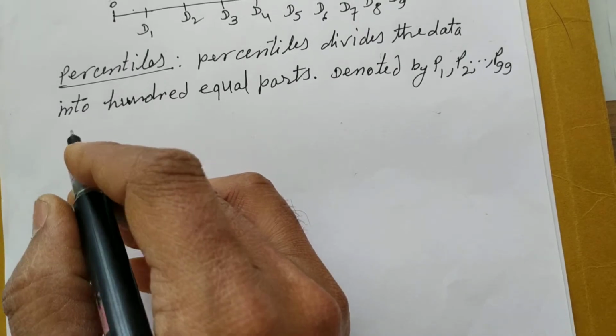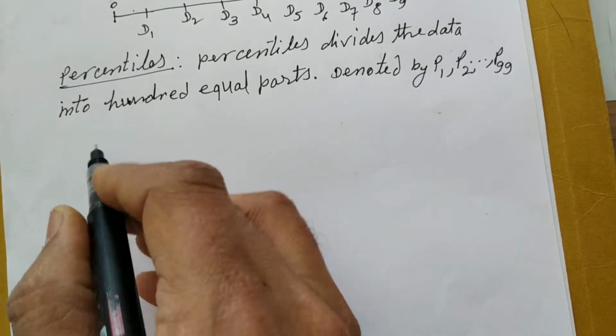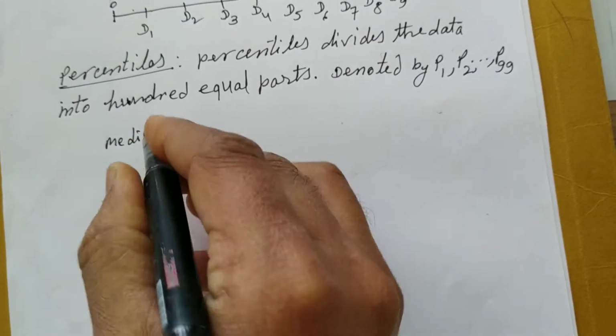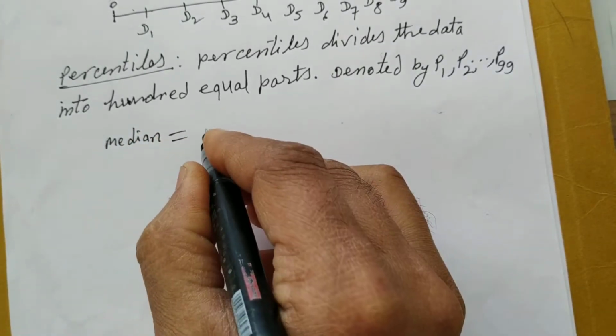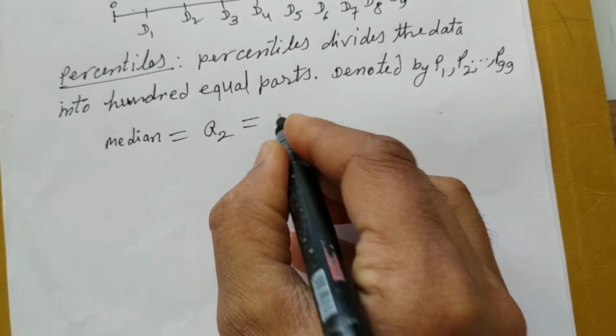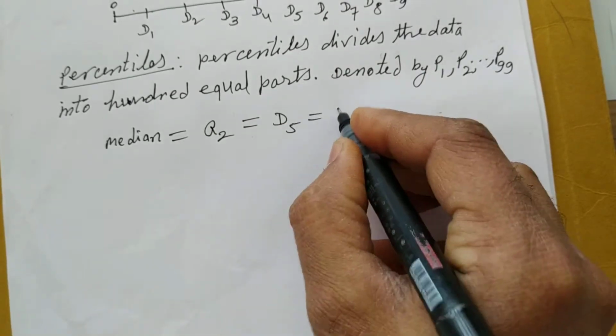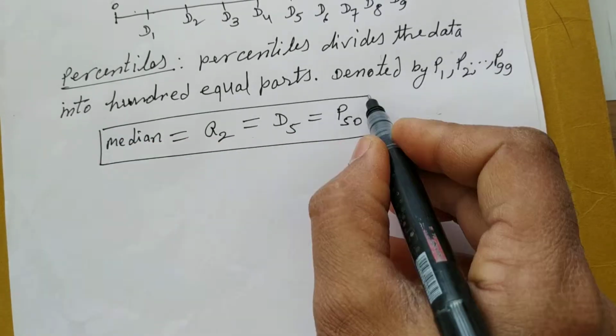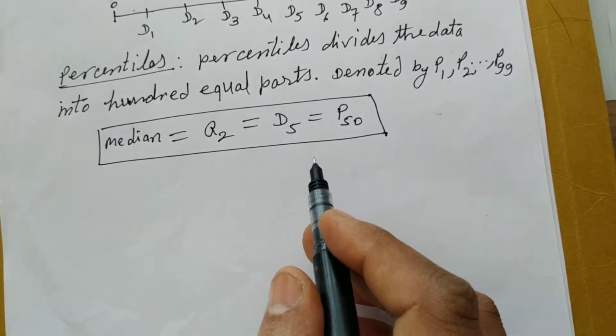So one most important point is median is equal to Q2 is equal to D5 is equal to P50. So these four are equal.